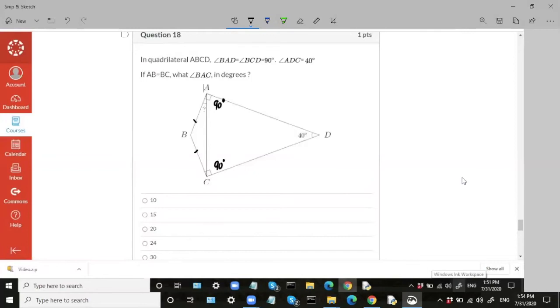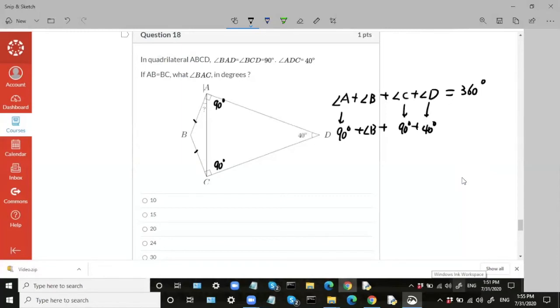From the hint, we know angle A, angle B, angle C, angle D, the sum of the 4 interior angles in the quadrilateral should equal 360. So we have angle BAD is 90, angle C is 90, and angle D is 40. Then we can solve for angle B. Angle B equals 360 minus 220, which is 140 degrees.